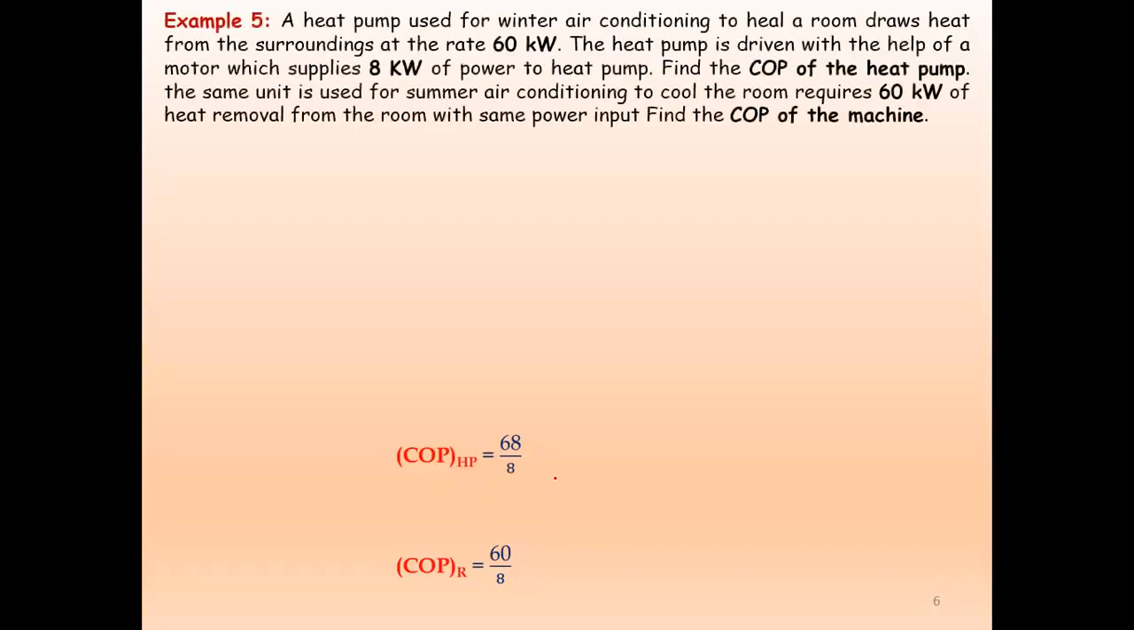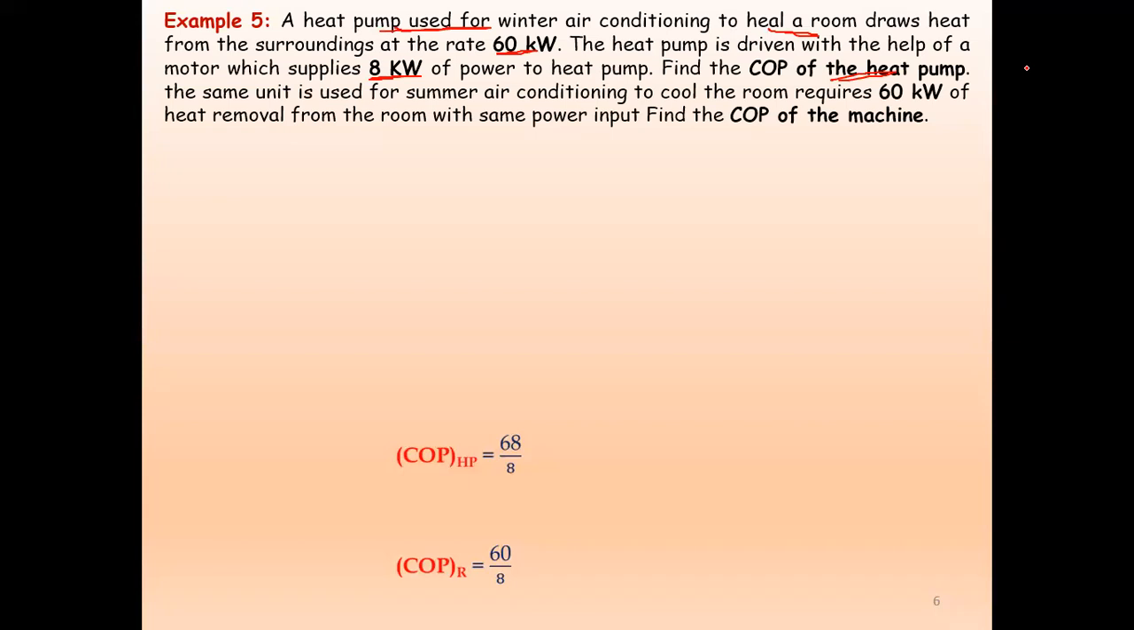So this is another problem. Now we have the next problem, again a combination of a heat pump as well as a refrigeration problem. A heat pump is used for winter air conditioning to heat a room, to draw heat from the surrounding at a rate of 60 kilowatt. The heat pump is driven with the help of a motor which supplies 8 kilowatt of power. So the input is 8 kilowatt. Find the COP of the heat pump.